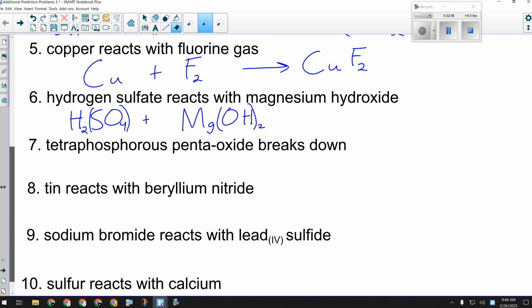All right, what kind of reaction am I looking at there? It's a double replacement reaction. So I got to swap the metals. That's what the pattern says to do. So magnesium will end up with sulfate, and hydrogen will end up with hydroxide. And I'm going to write it like this.